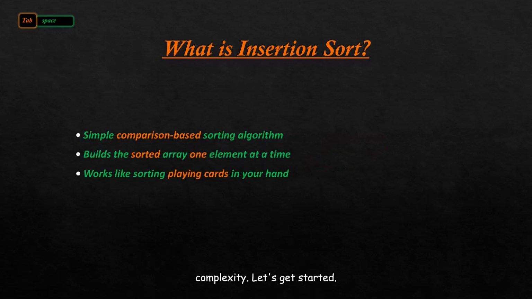Let's get started. Insertion sort is a simple, intuitive sorting algorithm. It builds a sorted list one element at a time by comparing and inserting elements into their correct positions. A great way to visualize it is by thinking about how we sort cards in our hands. We pick up one card at a time and place it in the correct position among the already sorted cards. That's exactly what insertion sort does.